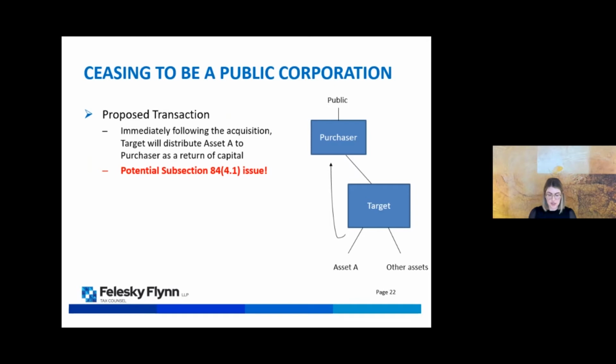So, subject to certain exceptions, subsection 84.4.1 provides that any amount paid by a pubco on the reduction of its PUC will be deemed to have been paid by the corporation and received by the recipient as a dividend.